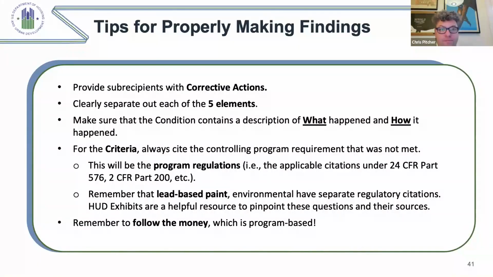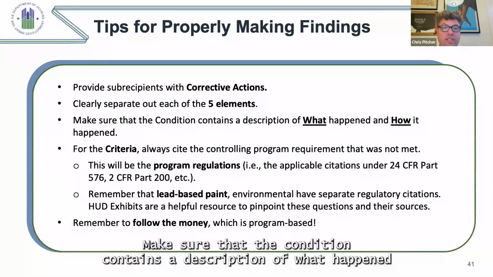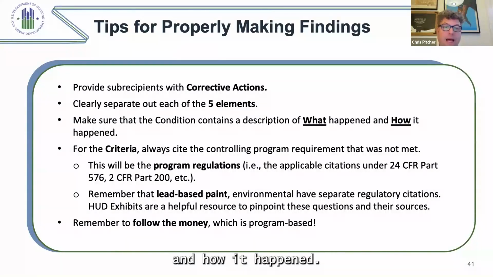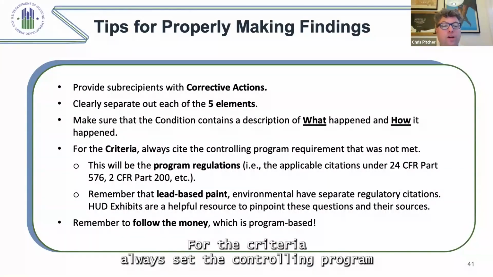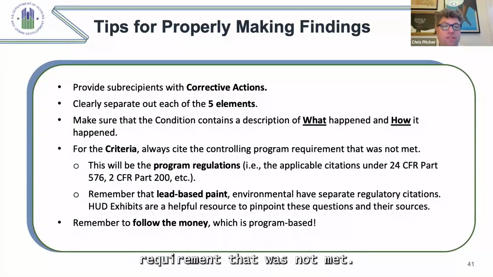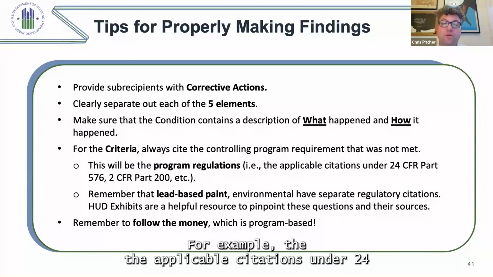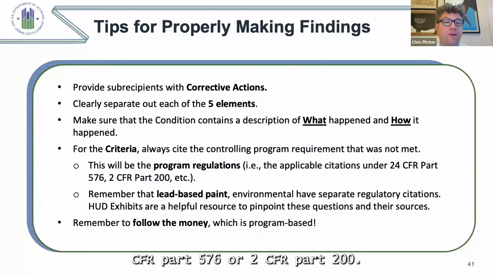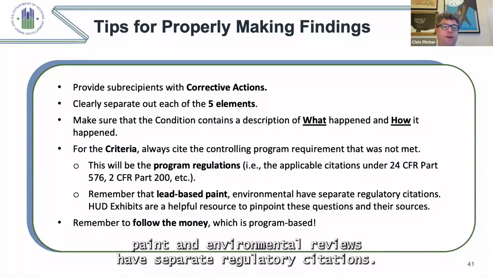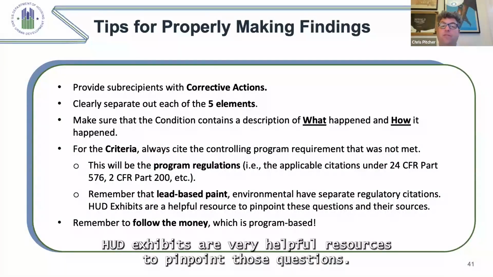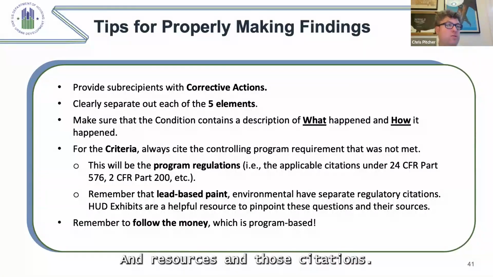Make sure that the condition contains a description of what happened and how it happened. For the criteria, always cite the controlling program requirement that was not met. This will be the program regulation. For example, the applicable citations under 24 CFR Part 576 or 2 CFR Part 200. Remember that lead-based paint and environmental reviews have separate regulatory citations. HUD exhibits are very helpful resources to pinpoint those questions and their sources and those citations. Remember to follow the money.